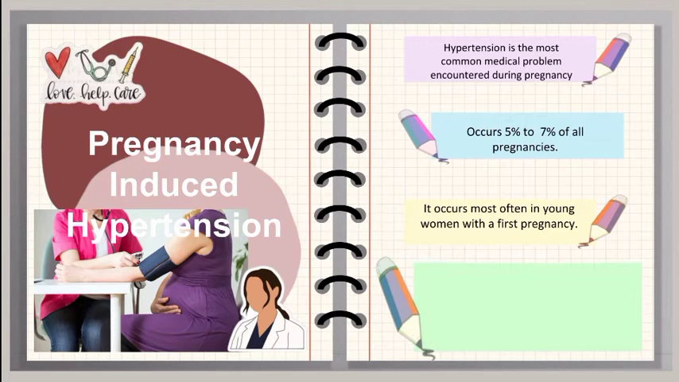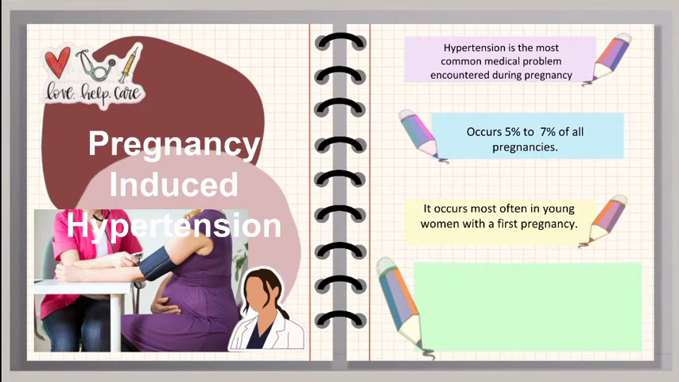So now let's talk about pregnancy-induced hypertension. Hypertension is the most common medical problem encountered during pregnancy. It occurs in 5% to 7% of pregnancies. It occurs most often in young women with a first pregnancy.